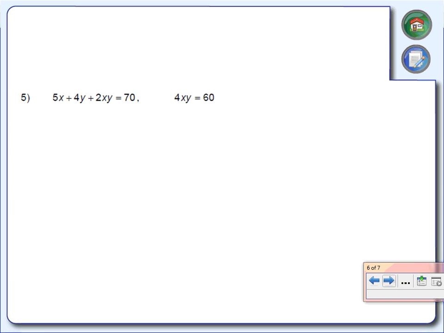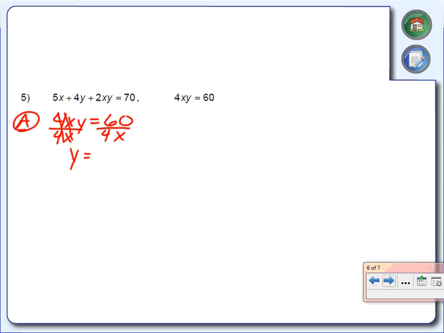All right, let's do one more, number 5. We're going to do the same thing. We're going to start by getting y by itself. So we got to decide which y we're going to get by itself. The first equation or the second equation. I think for us, it's going to be easier if we use the second equation. So I'm going to take that 4xy equals 60 and get y by itself. And I can do that simply by dividing by 4x. This way we can cancel out those guys there.